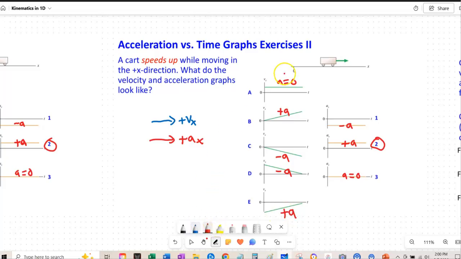For velocities, this velocity is positive because it's above the 0 line. This velocity is also positive. These velocities are negative. These velocities are positive. And these velocities are negative. So we need positive velocity, positive acceleration, so B. So B and 2 fit this situation.